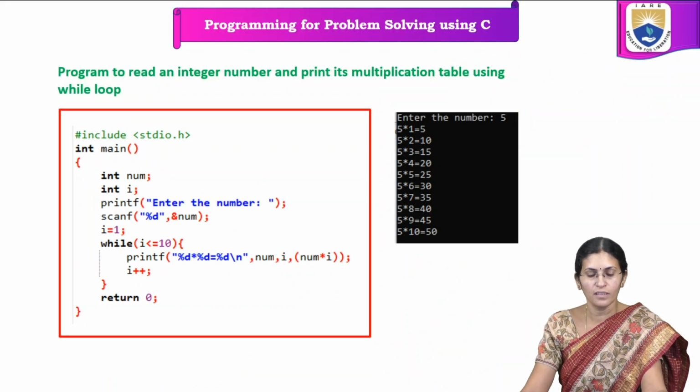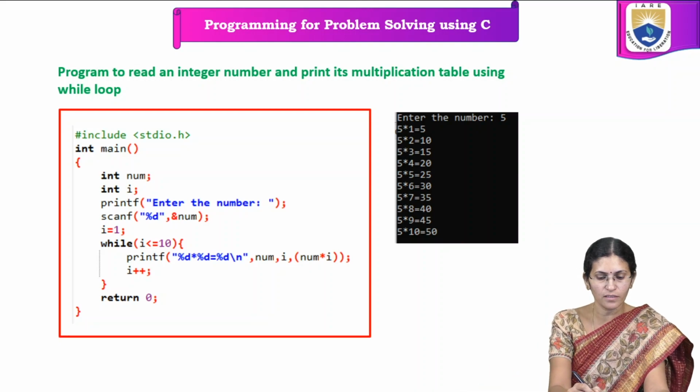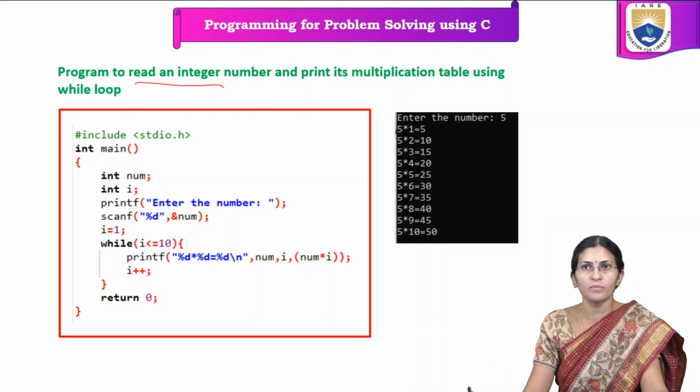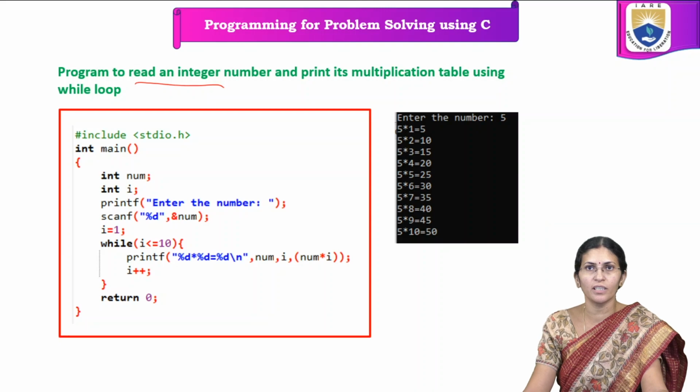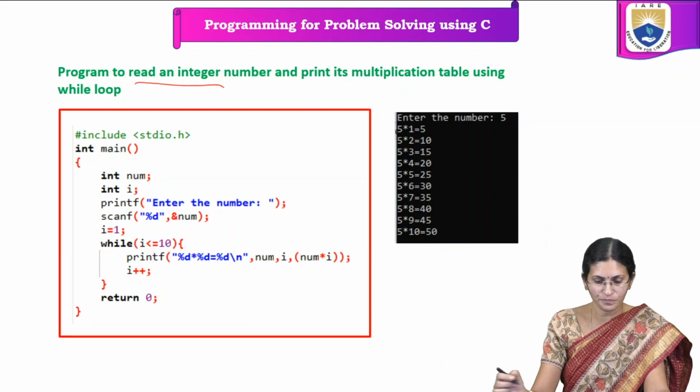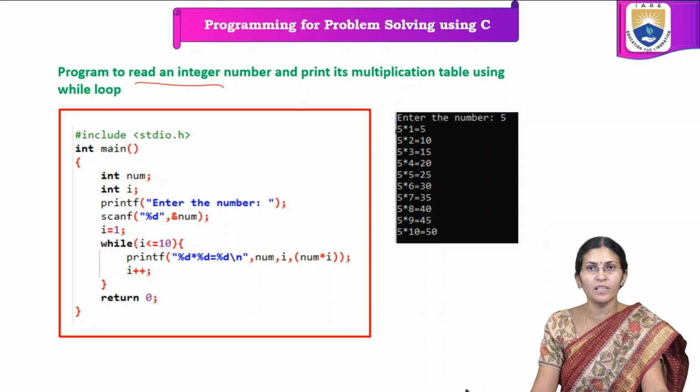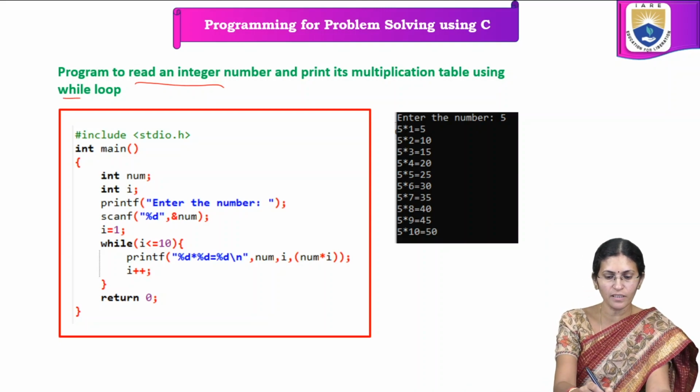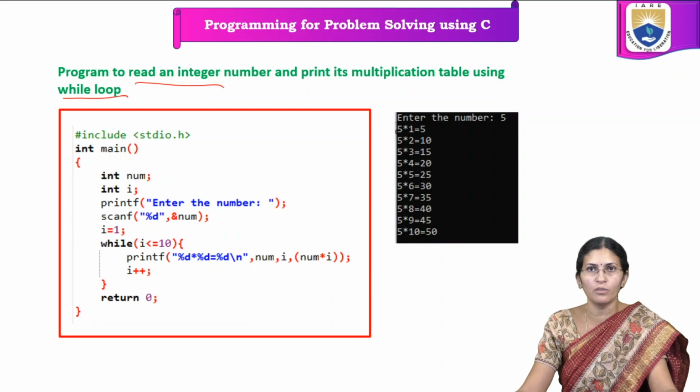Now next, we'll write a program to read an integer number and print its multiplication table using while loop. The same program we'll implement by using for loop and do while loop also. First we'll see its implementation with the help of while loop.